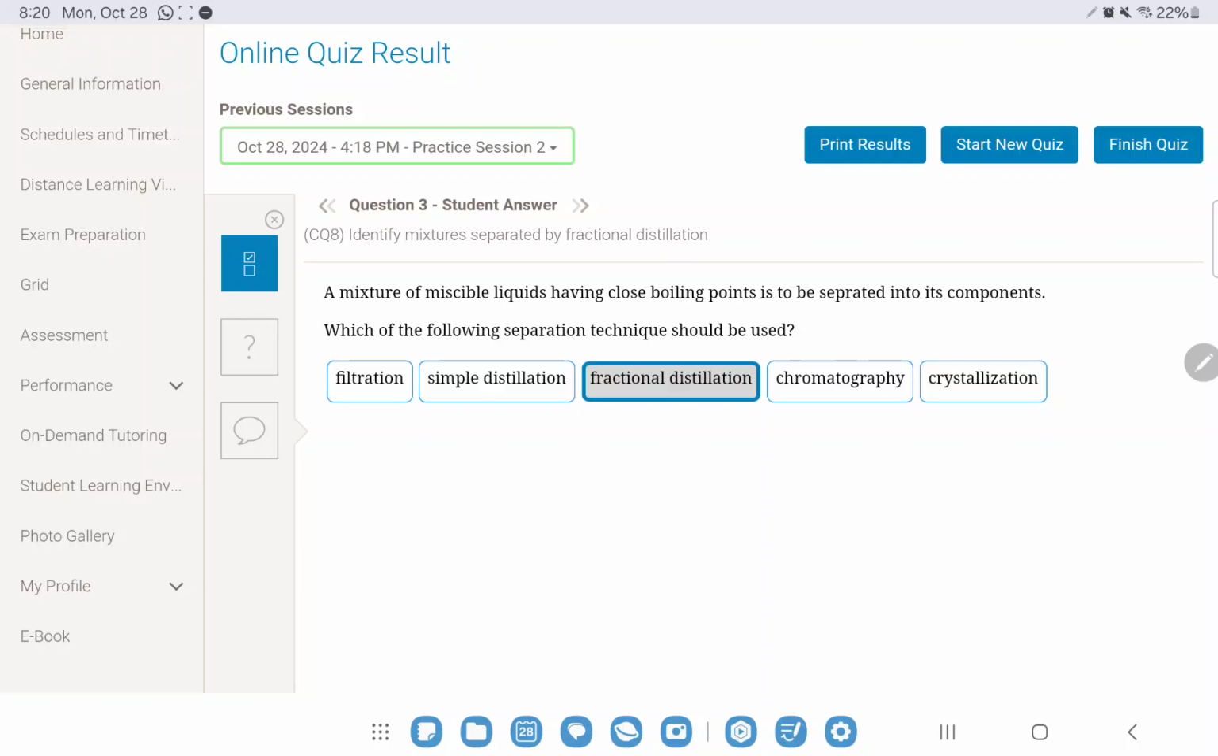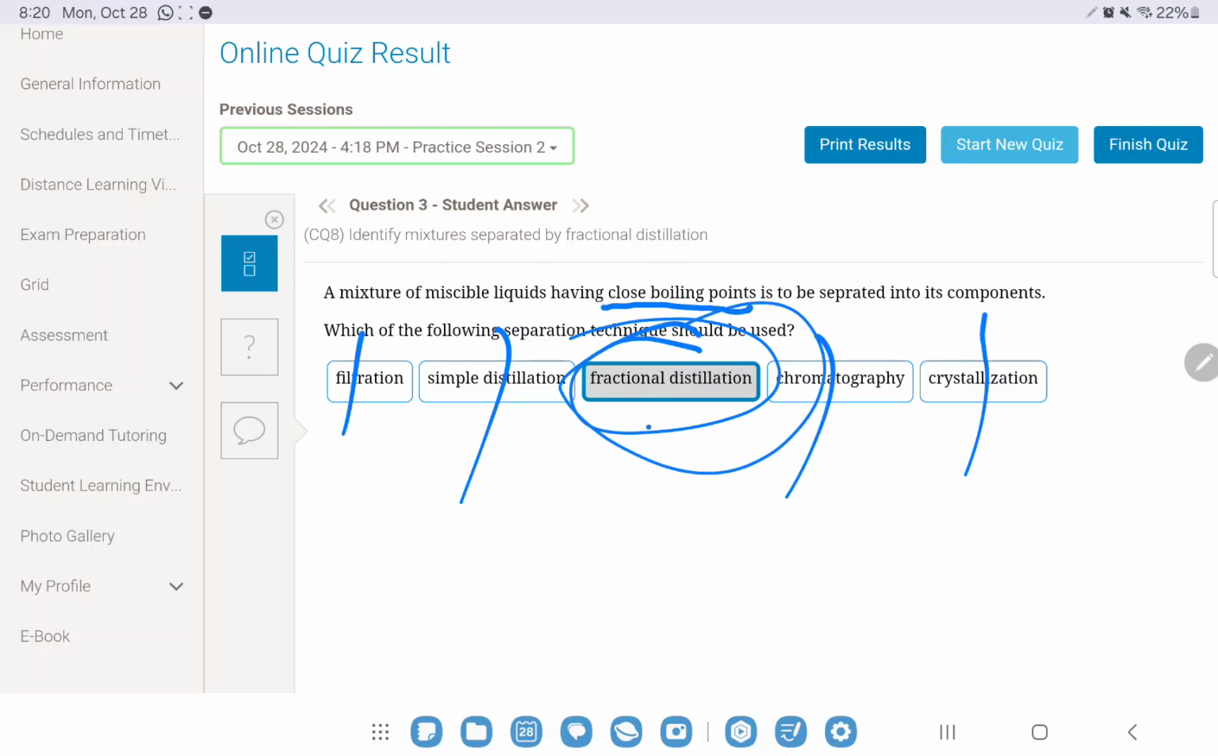Now, next question. A mixture of miscible liquids have close boiling points and are separated into their components. Close boiling points is your keyword. Once you see close boiling points, immediately fractional distillation. You don't even look at the rest of the options. It can never be any of them when you see the words close boiling points. Only fractional distillation.